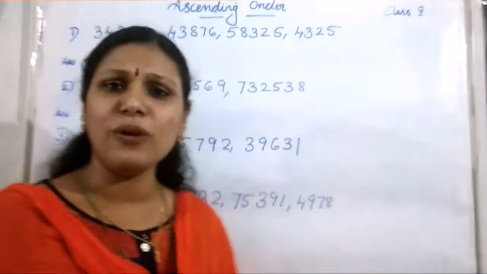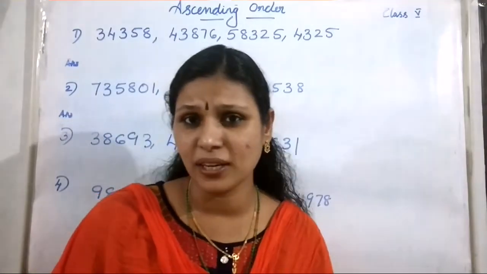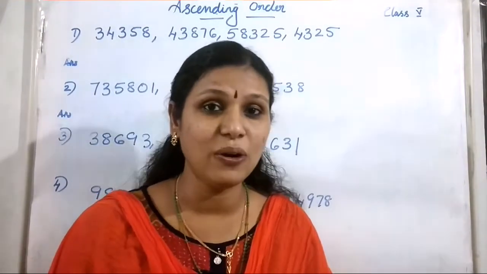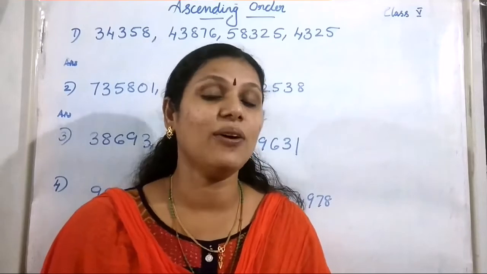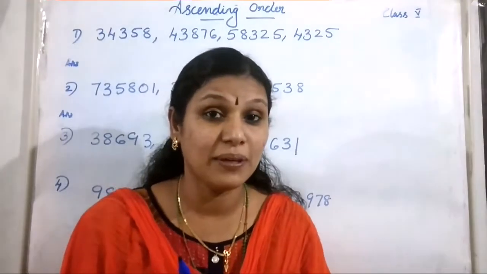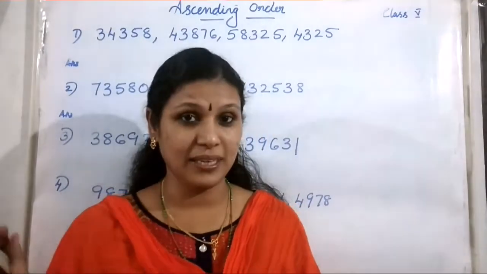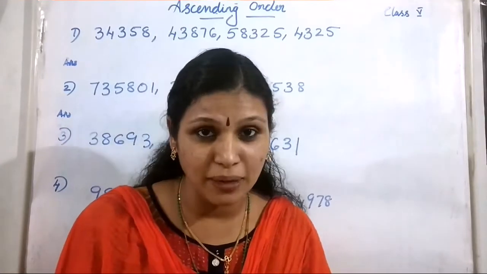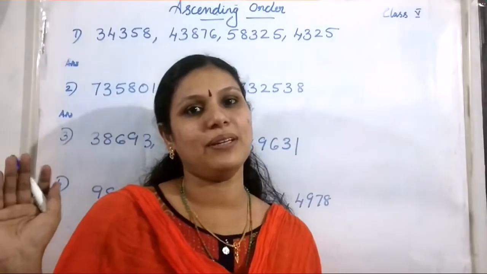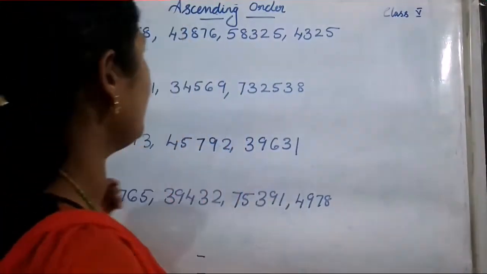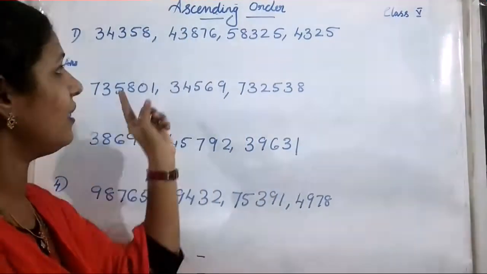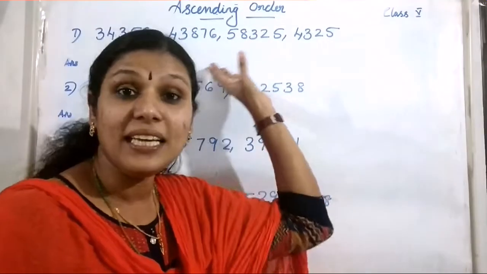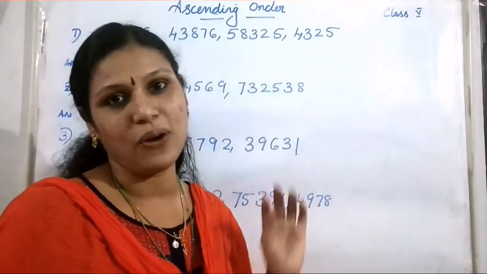Do you know what ascending order means? Ascending order is from smaller numbers to bigger numbers. That means arranging the numbers from the smallest number to the biggest number. Here are 4 questions. We are going to write these numbers in ascending order.